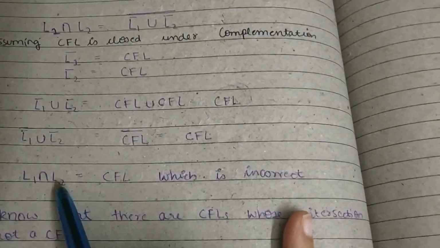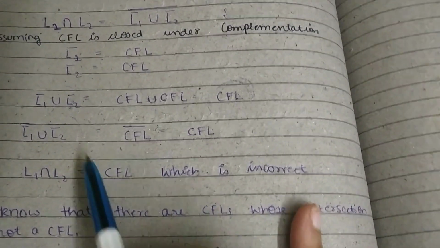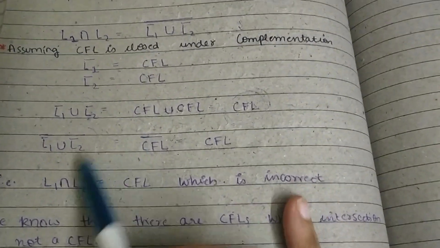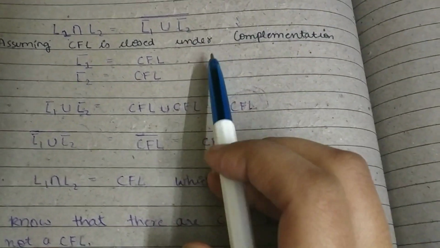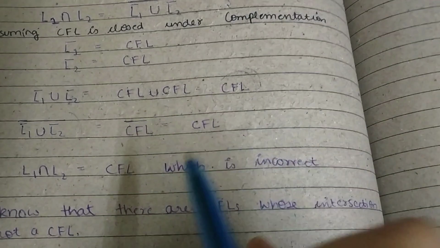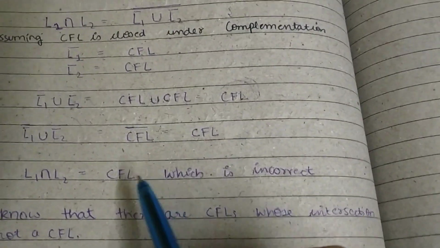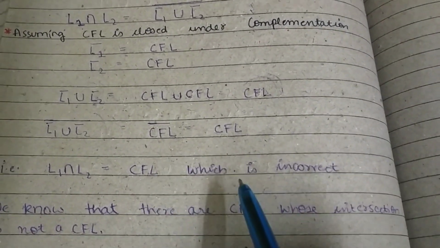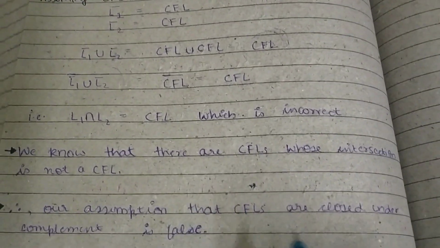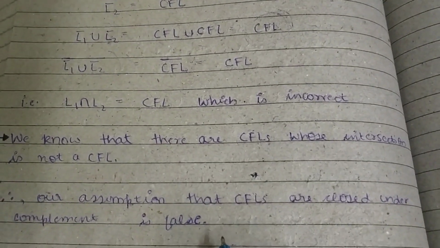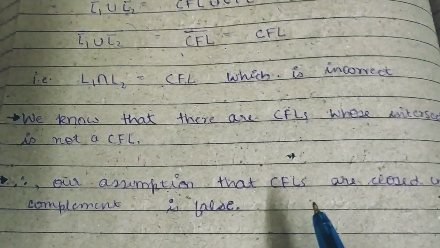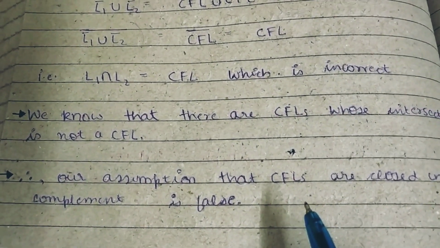So we have proved that L1 intersection L2, which is equal to the complement of (L1 complement union L2 complement) using De Morgan's law, is a context-free language, which is incorrect, because we have already proved in the previous case that context-free languages are not closed under intersection. Therefore, our assumption that context-free languages are closed under complementation is completely false. Therefore, context-free languages are not closed under complementation.